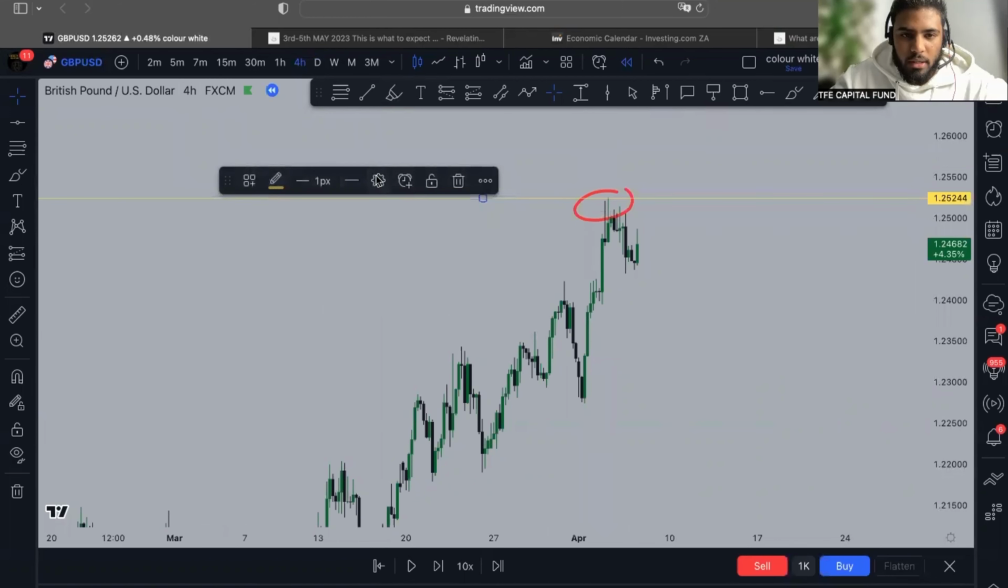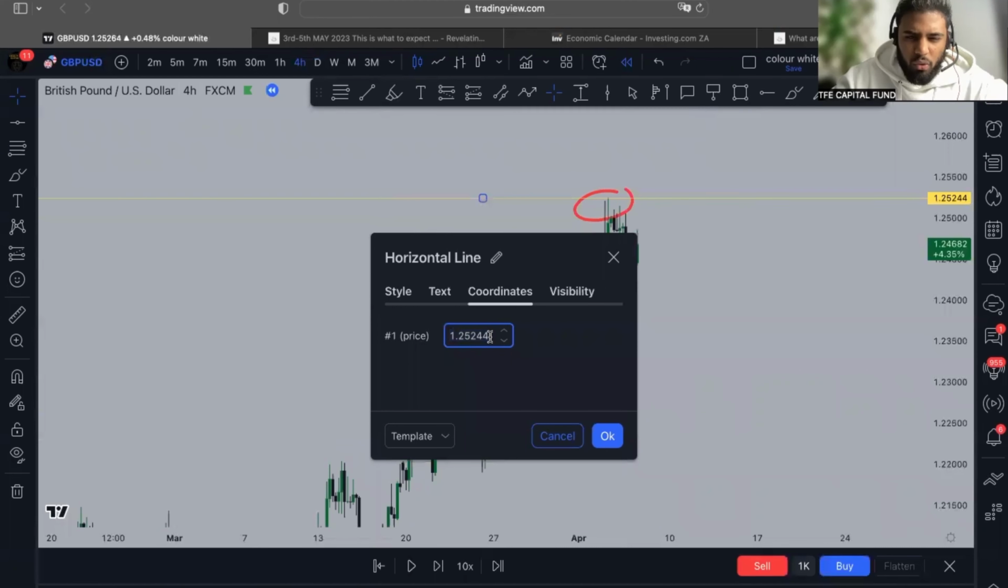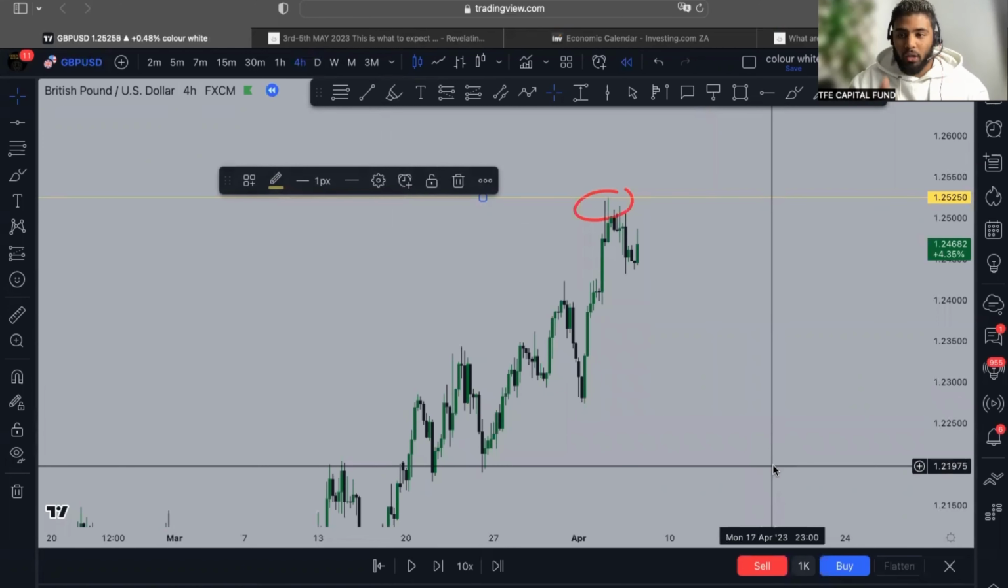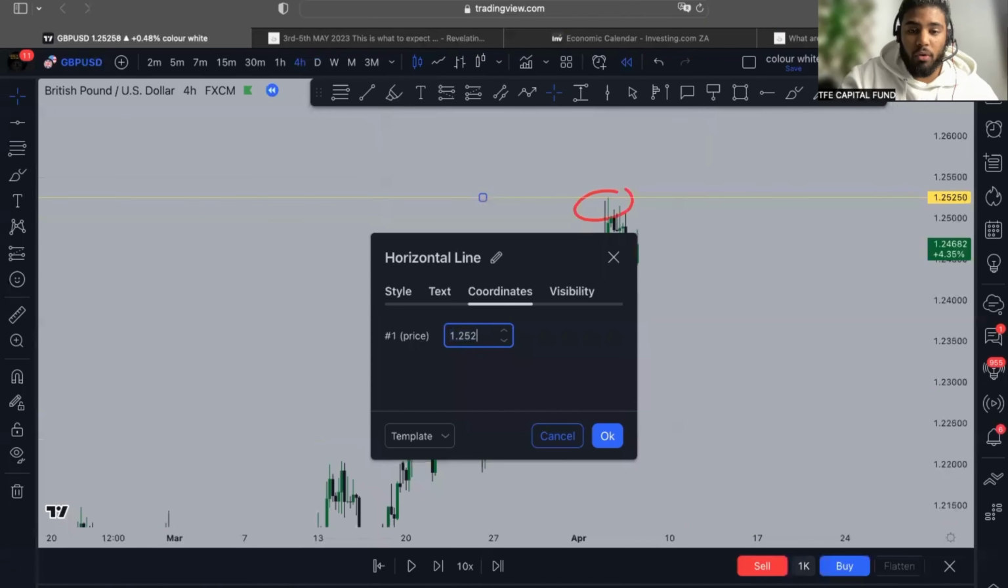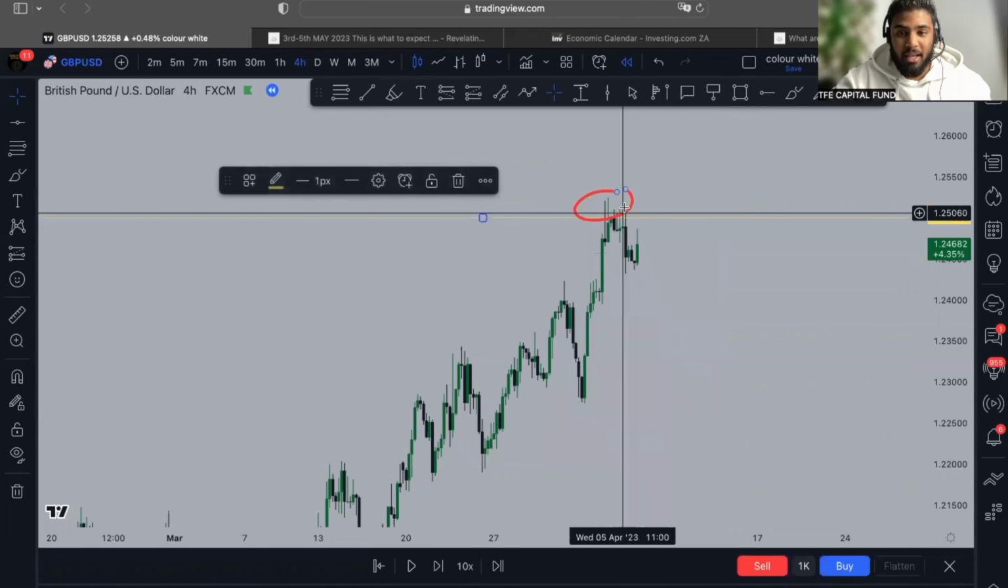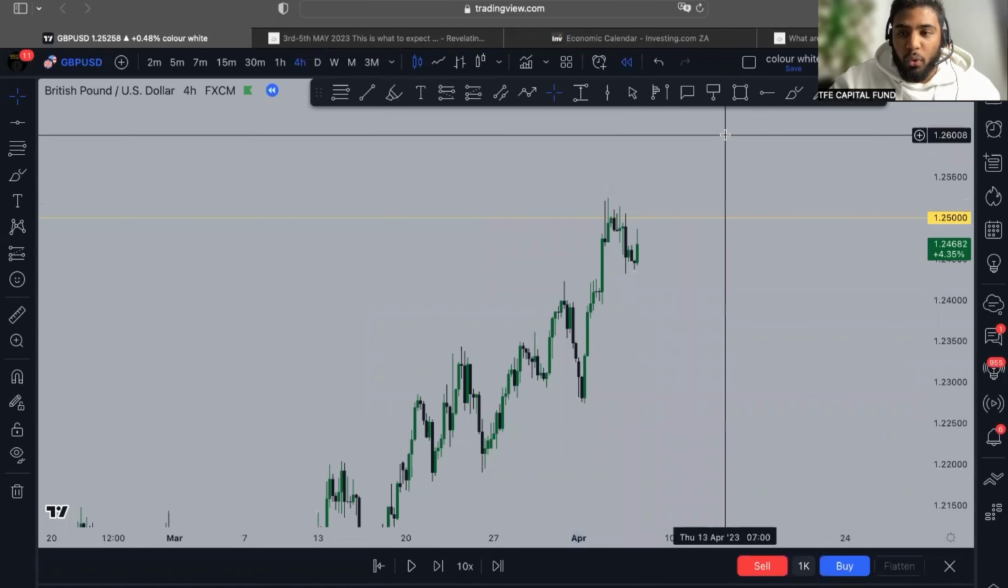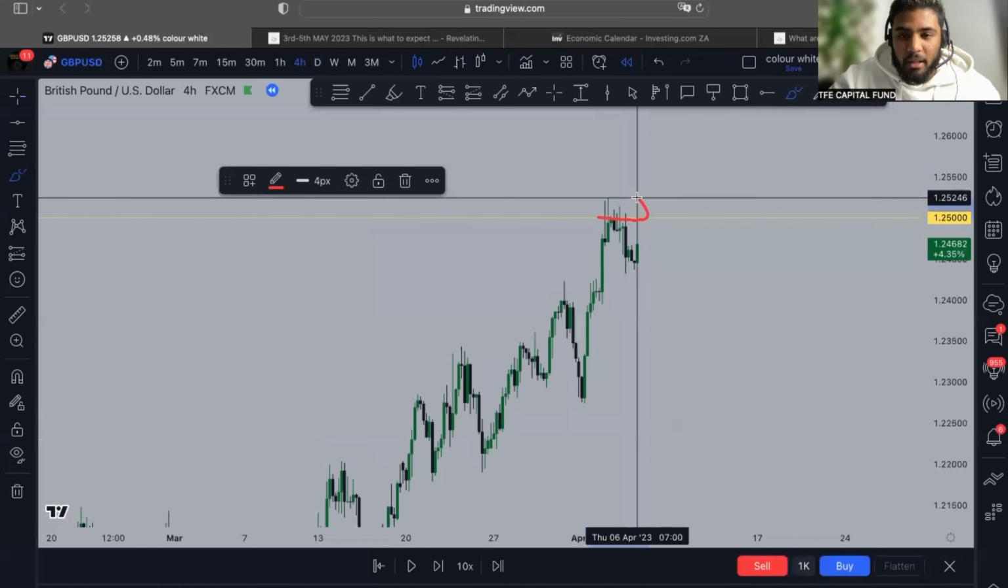Click on the settings and coordinates. Now like 1.2550, 250. There we go. Look at that. It's 1.25250, a rounded number. Or you could have actually added this in as 1.2500. That's a bigger one. You guys see that? You see how nicely and beautifully it lines up at that region with those wicks on top.